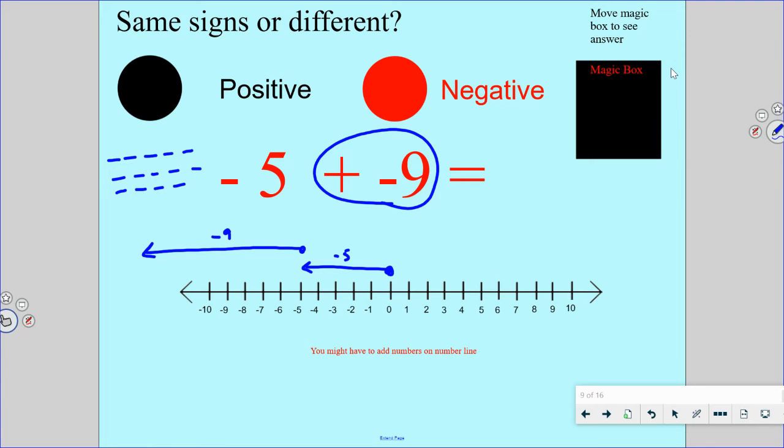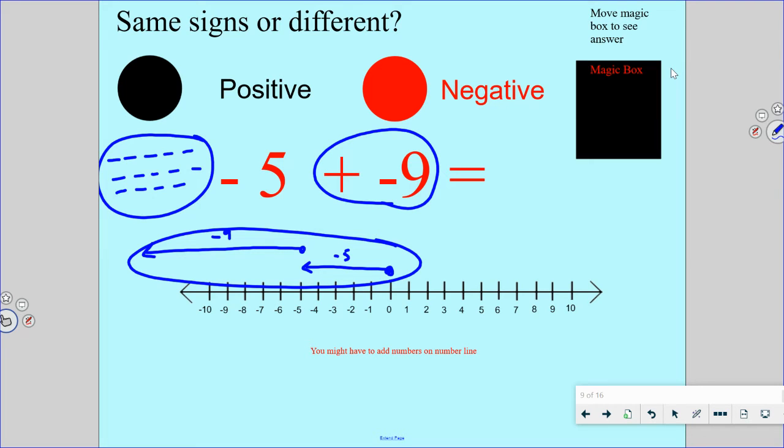Okay, but are there zero pairs? No, there are no zero pairs. So we can see with the number line, we're going to put 5 steps together with 9 steps. We can see with the pluses and minuses. You're going to put 5 with 9.